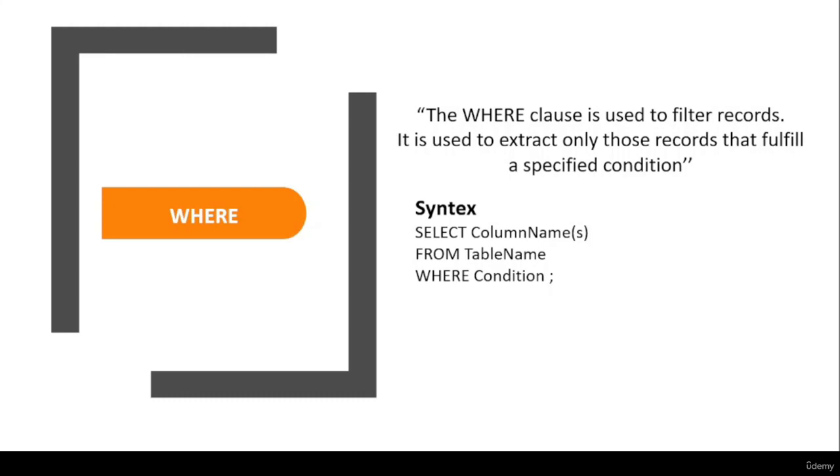We are going to study the WHERE clause. Basically, the WHERE clause is used to filter out the records and extract only those records that fulfill specific conditions. So here you can see the syntax: SELECT column names FROM a particular dataset, and we apply some conditions through the WHERE clause.